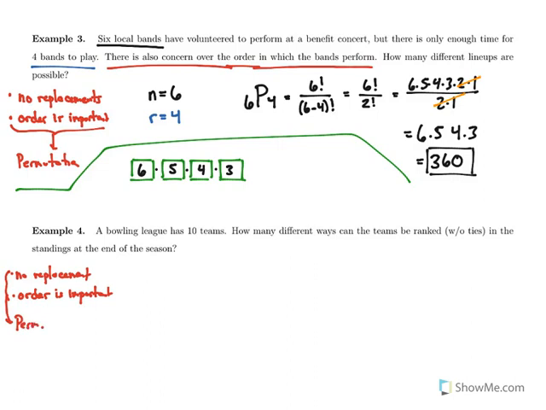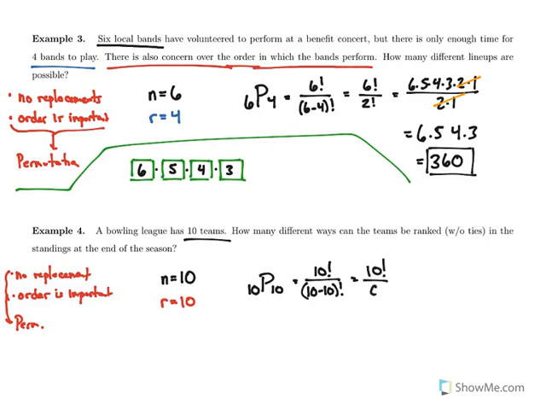All right, so here there are 10 teams total to choose from. And a little bit weird here, we are going to rank all 10 of them. We're going to choose all 10 teams and look at all of them. Let's see what this looks like with the formula first, and then we'll talk about it in some more detail. Here we're doing 10P10. That's 10 factorial over (10 minus 10) factorial.